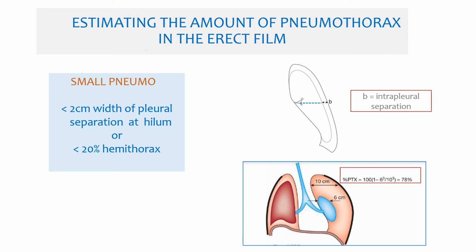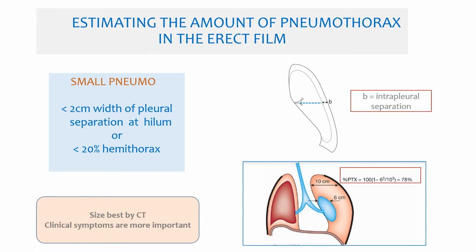But do remember that the X-ray is a two-dimensional image, while the air distribution occurs in a 3D distribution, and thereby the X-ray cannot pick up the correct volume. And CT is the one modality which picks up the correct volume. And when you are deciding about the amount of pneumothorax, the clinical symptoms actually become more important. Nonetheless, this is how you describe a small pneumothorax, and these are the two common methods.